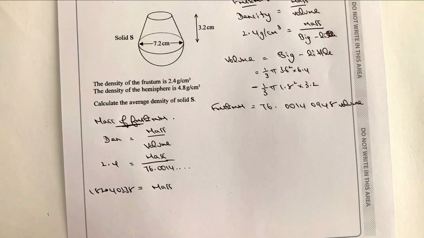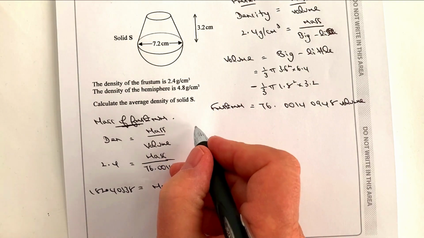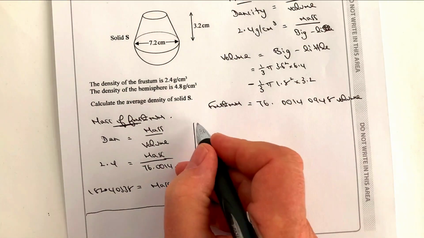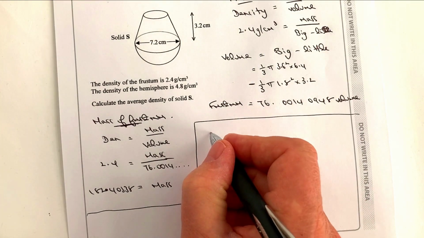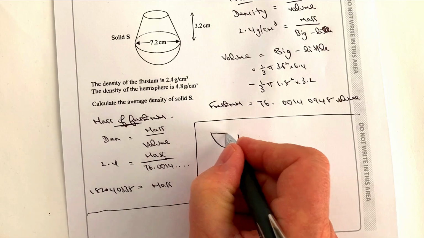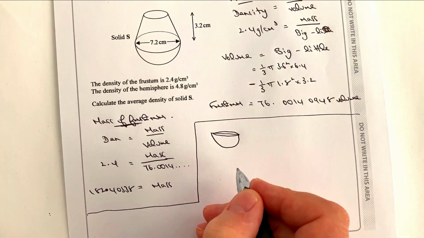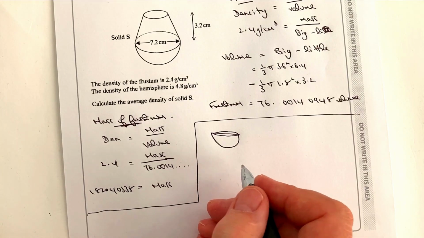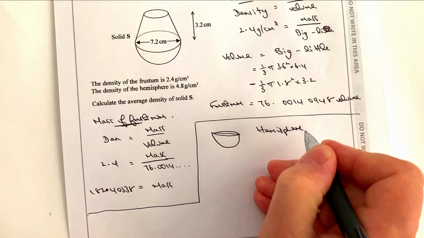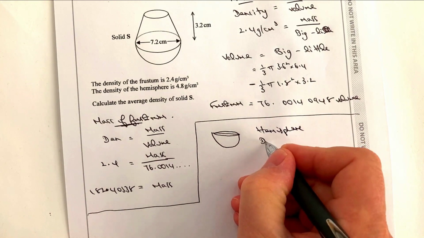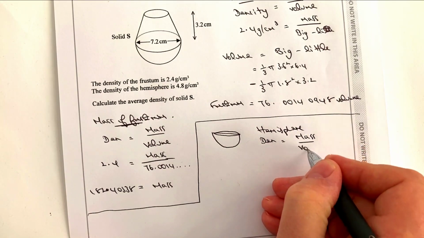If I create some more space here, I've dealt with everything I need to deal with for the frustum. So now I'm going to deal with the hemisphere. I'm just going to draw it. Not a particularly great drawing, but hopefully it'll give you some idea. So what I do know is that with the hemisphere, again, I've got density equals mass over volume.